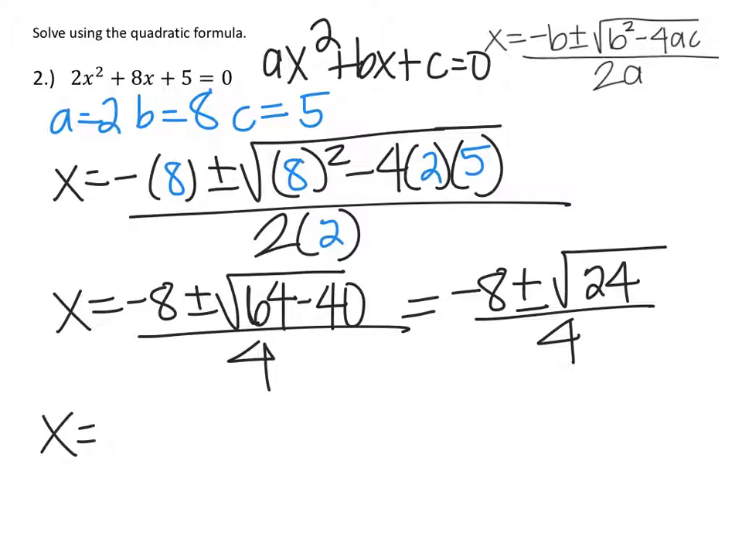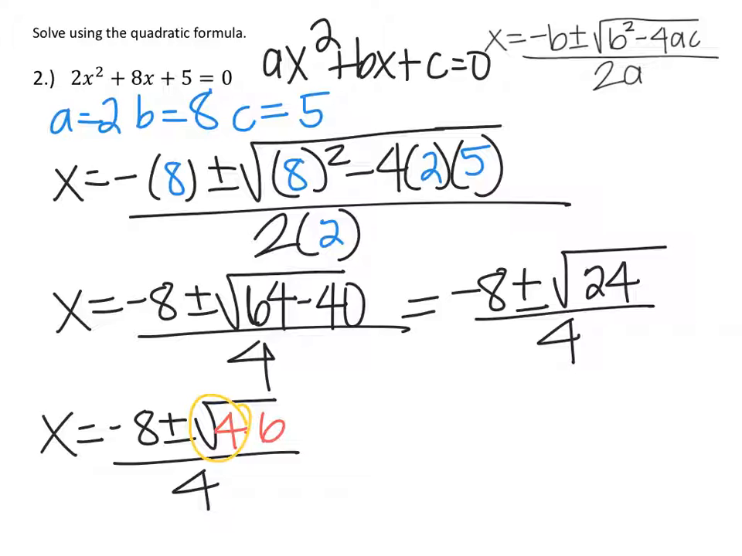So now let's simplify that square root. That's going to be negative 8 plus or minus the square root of 4 times 6, which equals 24, over 4. And so if we take the square root of 4, that's going to give us 2. And so we have x equals negative 8 plus or minus 2 times the square root of 6, over 4.